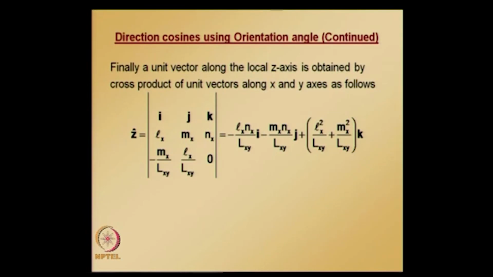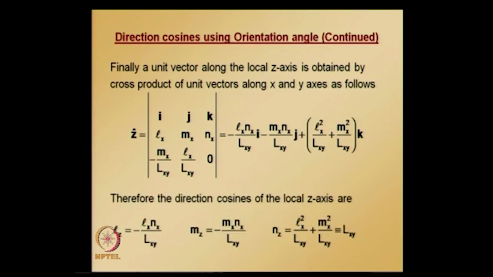Once we obtain this vector, we can easily find the direction cosines. The direction cosines of the local z axis are Lz, Mz, Nz. So, we obtained all the direction cosines: we got Lx, Mx, Nx, we also obtained Ly, My, Ny, and just now we got Lz, Mz, Nz, and then we can put all of this together and get the rotation matrix.